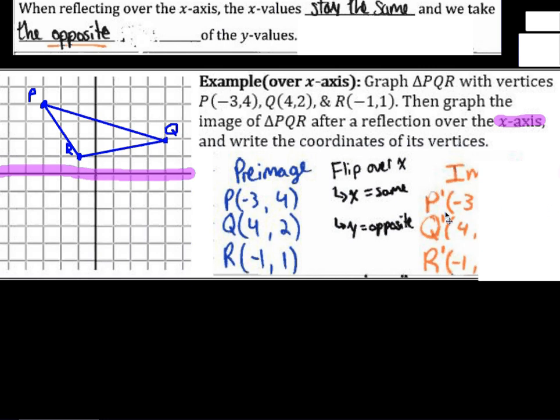Again, our new points are going to be P prime, Q prime, and R prime. The x values stay the same, but we take the opposite of the y values. And so in orange, I can draw it like this. We're going to have negative 3, negative 4. So we're going to go negative 3, negative 4. 1, 2, 3, 4. And that is P prime. So I'm just going to go through and plot these points and label them.